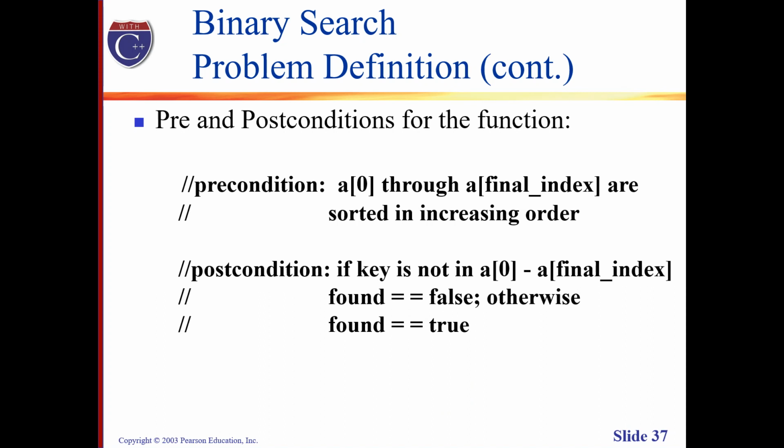These are the pre and post conditions for the function that we will make for our binary search program. For our precondition, it is assumed that the array elements will be labeled A0 through the final index, which is the size of our array, and they are assumed to be stored in an increasing order. For our post condition, if key is not found in an array, found will have a value of false, otherwise it will have true.